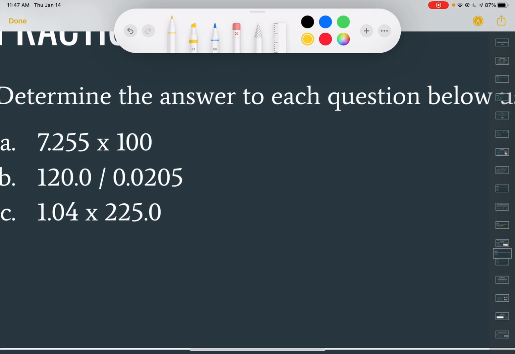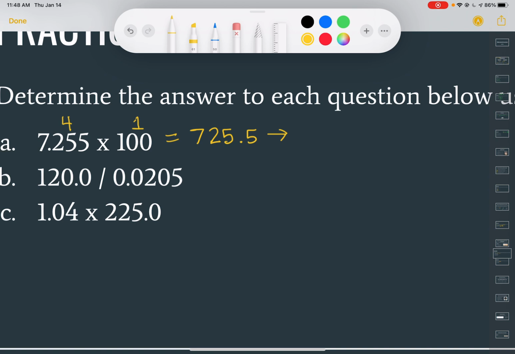So let's look at our question. 7.255, that's 4 significant digits. 100 is only 1, because these zeros, there's no decimal there, so they don't count. So we're left with 1. So if I do this out, 7.255 multiplied by 100 gives me 725.5. I don't like this. 725.5, and we want to round that to one significant digit.